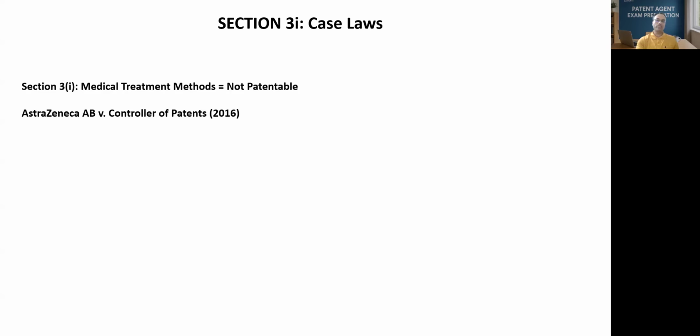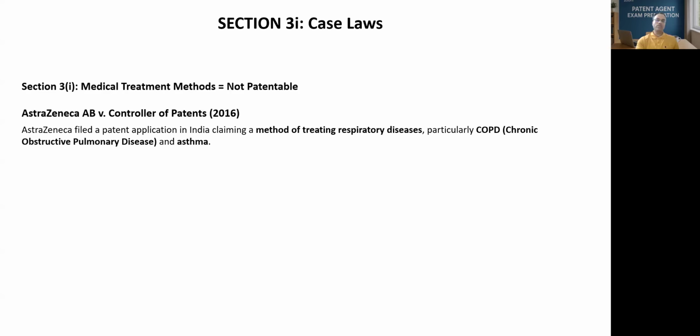Section 3I, AstraZeneca and the Controller of Patents. I would request कि जो मैंने जितने केस डिस्कस किए, you read more about these cases, more from Google or other sources. And if you have any doubt, then you can discuss. We cannot discuss all the cases in detail in this class. And some dates may vary. So I would request to just double check it and read it yourself.